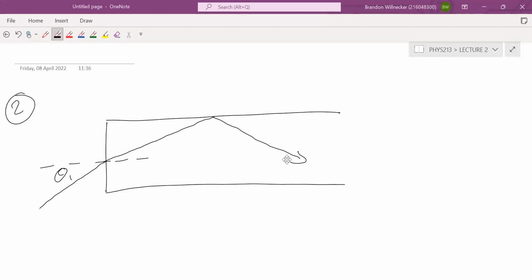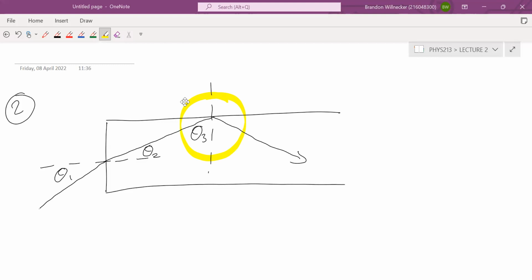Let's just put some angles here. The incidence angle is θ1. Let's say this angle here is θ2. We need to draw our normal, so let's say this angle is θ3. Then we want it to reflect inside. So the first thing we need to handle is this part over here with the reflection.